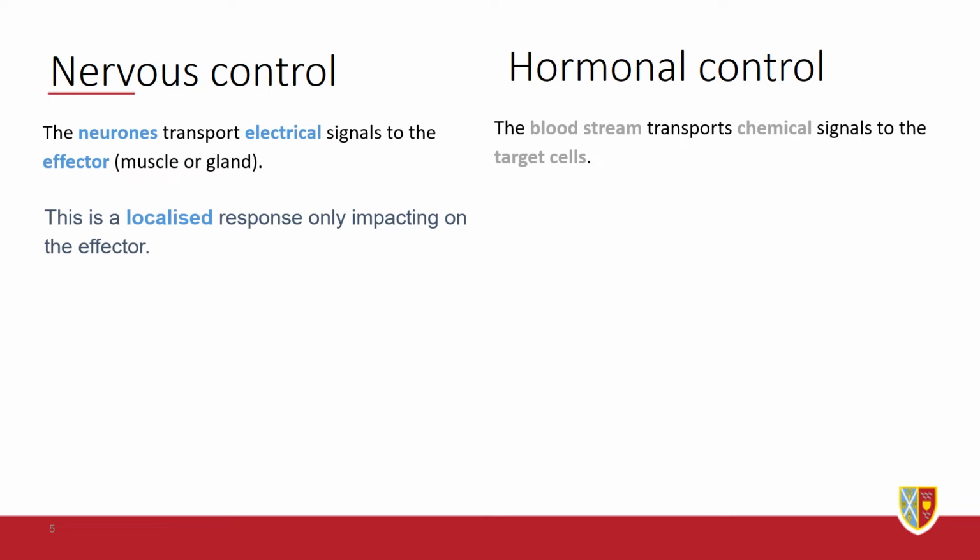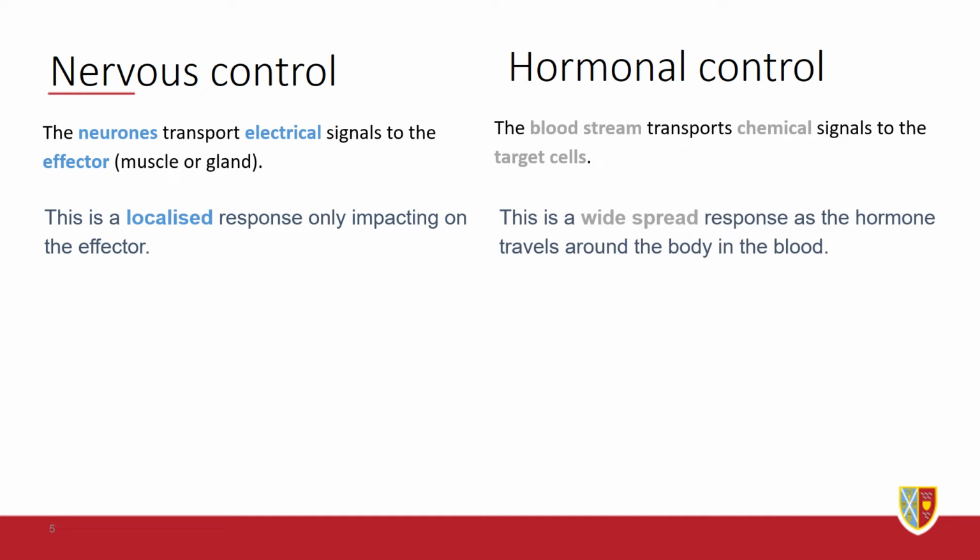The target cells are not going to be a muscle or a gland like they were in the nervous system. Nervous control is a localized response. It's specifically sending an electrical signal to an effector, like a muscle in the leg or a muscle in the arm. In hormonal control, this is a widespread response. The hormone travels all around the body in the blood, so anywhere that it can bind to a receptor and start a response, it will do that, at any place that it goes as it's carried in the blood.